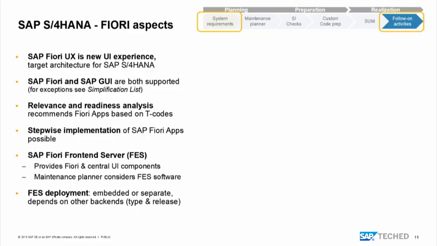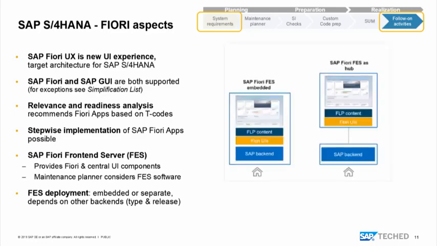There is support to recommend which Fiori apps would fit your system based on the usage in the ERP system. And so you can either say, I take this conversion project as a kind of big bang, and I switch all my user interfaces to Fiori apps. That's one possible approach. You may as well decide, well, we start with some early pilot projects with Fiori and we implement the other UIs later. That's possible as well. Anyhow, you need the Fiori front-end server, and this front-end server can be deployed embedded or separate. This is the picture here.